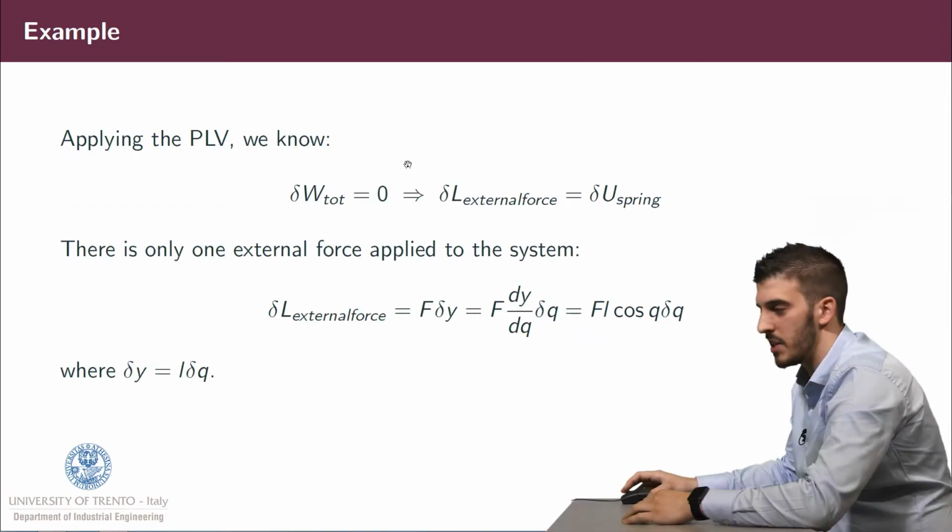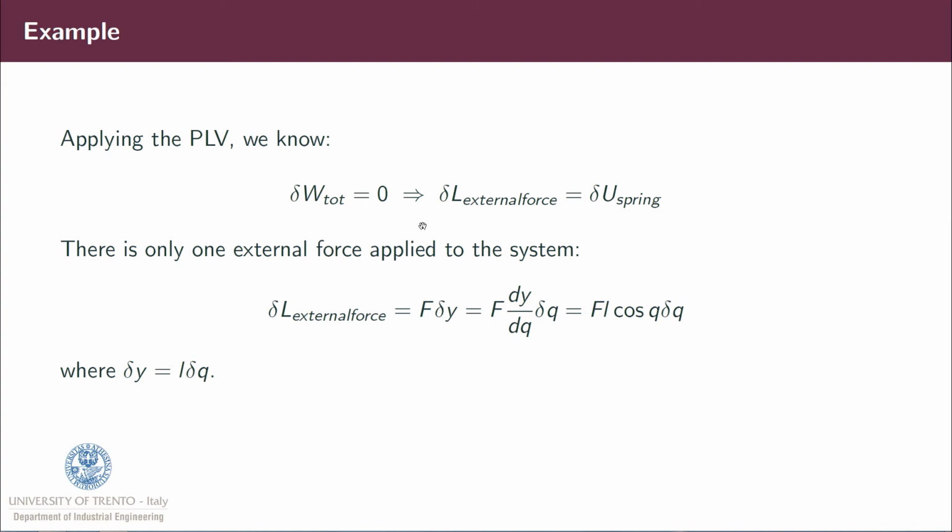So if we apply the principle of virtual work, we have that the total work must be zero. So delta L of the external forces will be equal to delta U of the spring, where U is the potential energy of the spring. There is only one external force applied to this system, so the virtual work of the external forces is equal to F times delta Y, and delta Y is equal to L delta Q. We can write down that the virtual work of the external forces is equal to the force times L times cosine of Q delta Q.